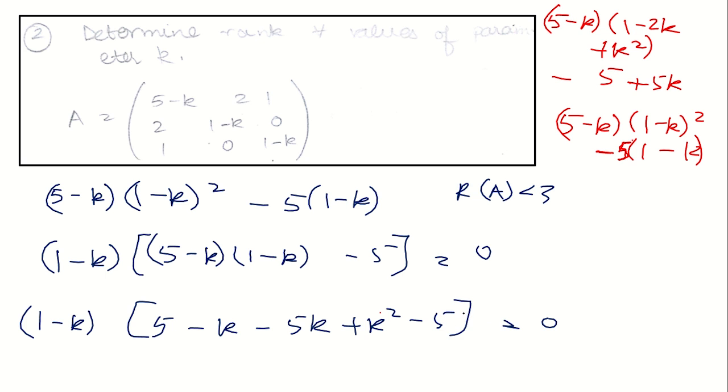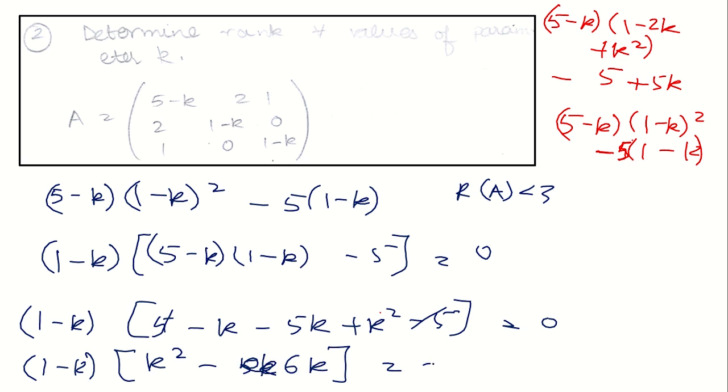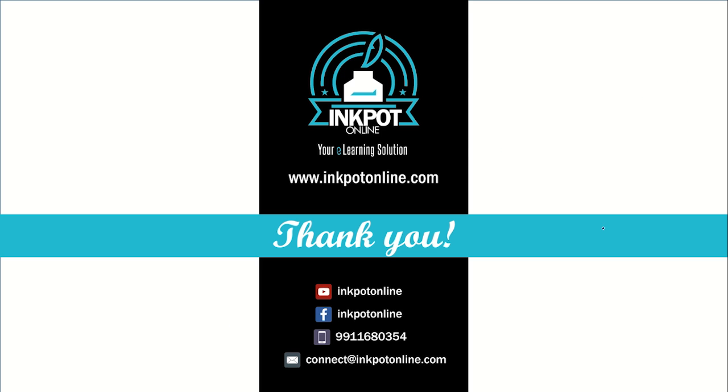Okay, so this 5 and this 5 can get cancelled out, and you have (1 minus k) into (k square minus 5k, k square minus 6k) is equal to 0. Okay, so you have (1 minus k) into k into (k minus 6) is equal to 0. Okay, so essentially if this is equal to 0, then you can calculate the values of k for which this is going to happen, and so on and so forth. You can proceed from there.